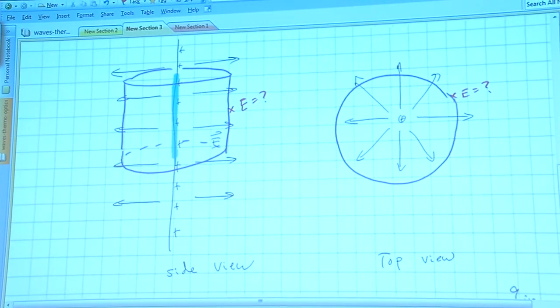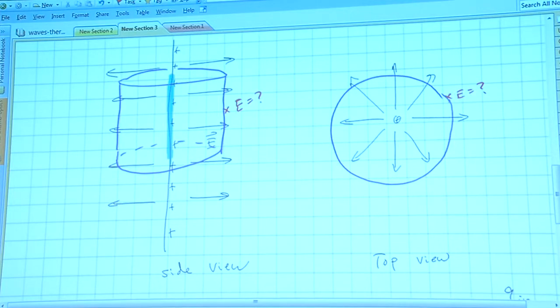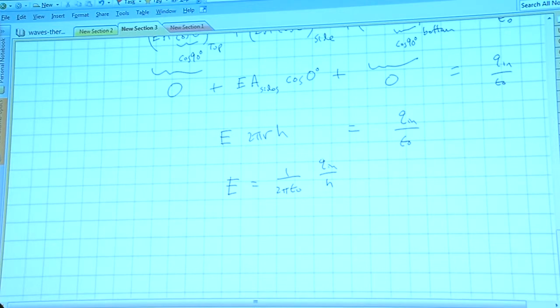And if your Gaussian cylinder was shorter than mine, then your Q in is going to be less, right? You're going to have less charge inside your Gaussian cylinder if you choose a shorter height. So Q in over H turns out to be a constant. We usually call that lambda, the charge per unit length.